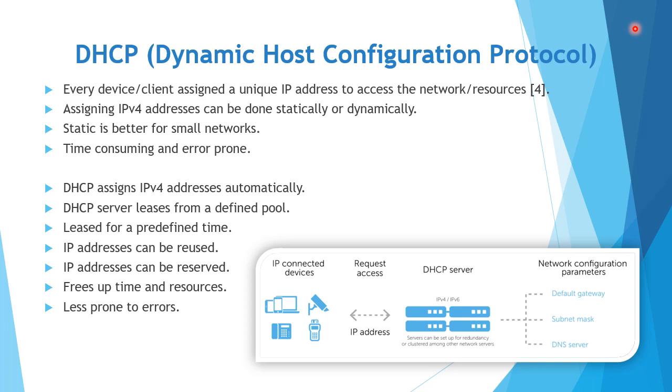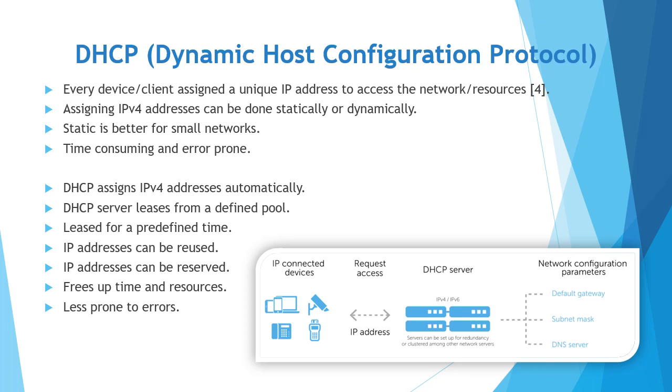DHCP, Dynamic Host Configuration Protocol. Assigning IP addresses can be done statically or manually. This includes a subnet mask and the default gateway. It's ideal for small networks, but as the pool of addresses increases, this becomes time-consuming and error-prone, and the list holding these addresses needs to be accurately maintained to avoid conflicts. So DHCP automates this.